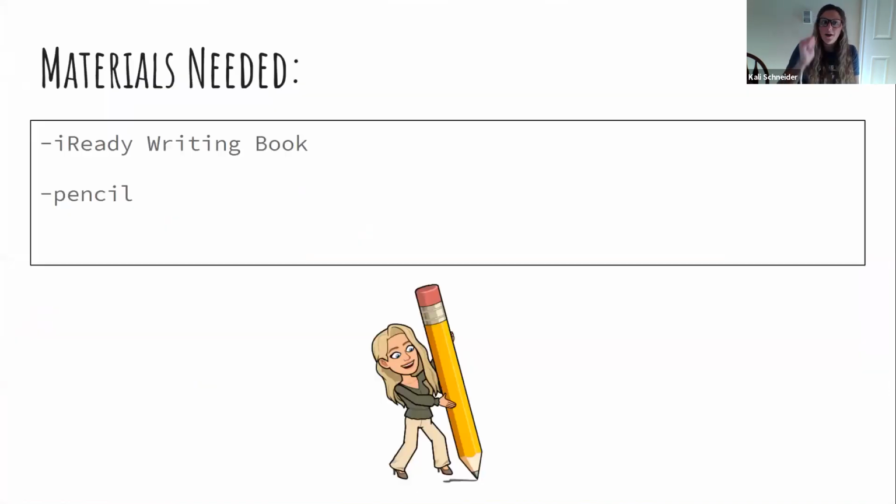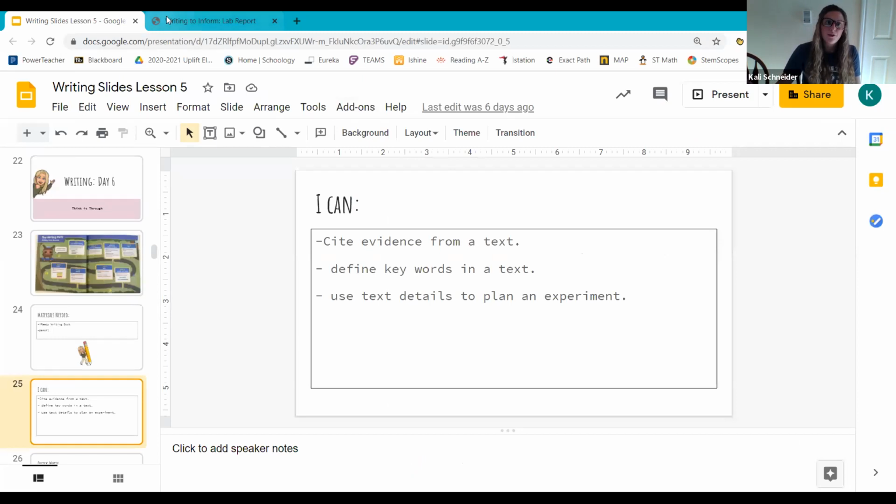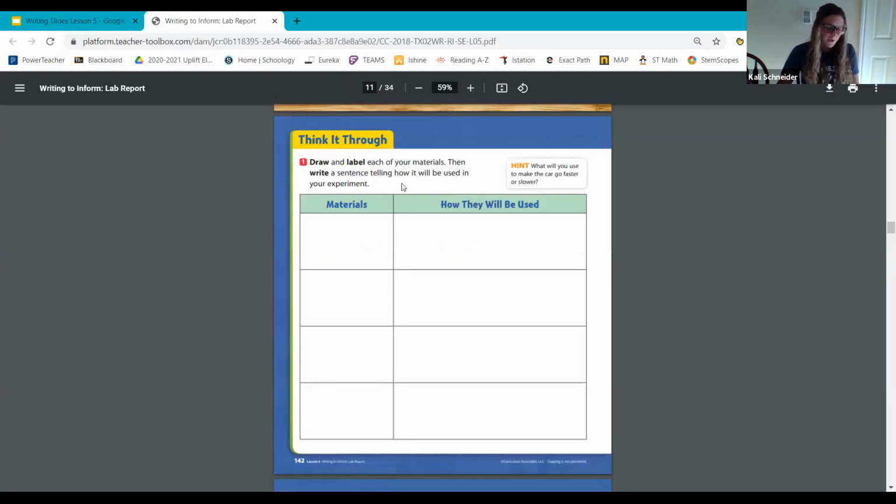So please make sure you have your iReady writing book or paper and a pencil to work along with writing today. Our objectives today are I can cite evidence from a text, I can define keywords in a text, and I can use details to plan an experiment. We are going to be on page number 142 today, page 142. So if you need to get there, push pause so we can get there.